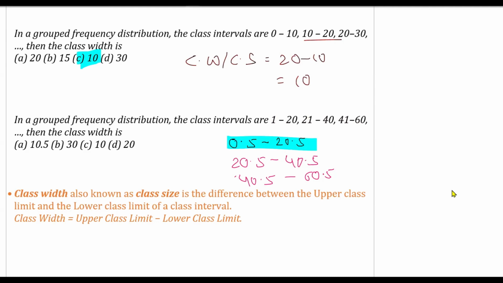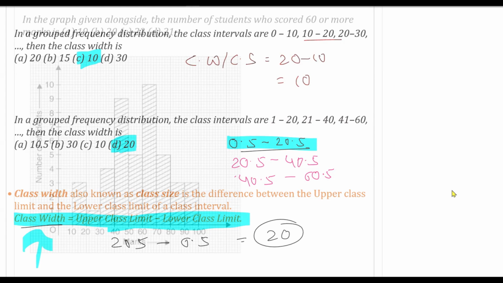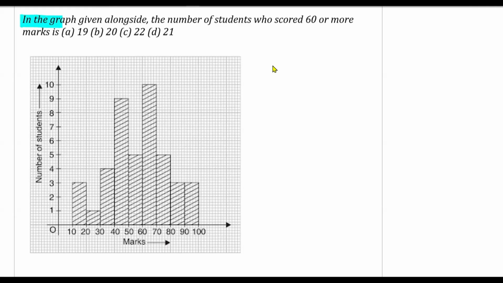And then you can apply the formula, that is class width is upper limit minus lower limit. So you end up doing it right here, because the class width is what? Upper limit 20.5 minus lower limit 0.5, and that gives you 20. So you'll say that your correct answer is this. So this is the difference between these two questions. When your data is not continuous, we first make it continuous before applying the formula for the class width.